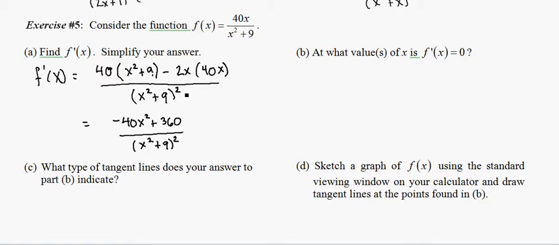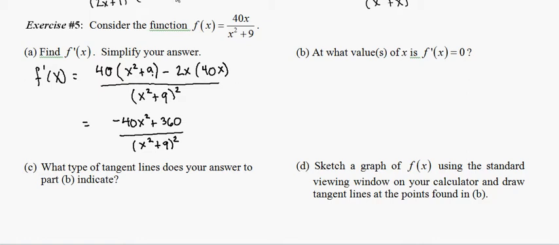Alright, take a look at letter B. Letter B asks at what x values is f prime equal to 0? You've seen this before. Pause the video for a second and think about how you would find the x values where f prime is equal to 0. Alright, did you do it? Did you solve for x? If not, pause the video again. Alright, let's take a look.